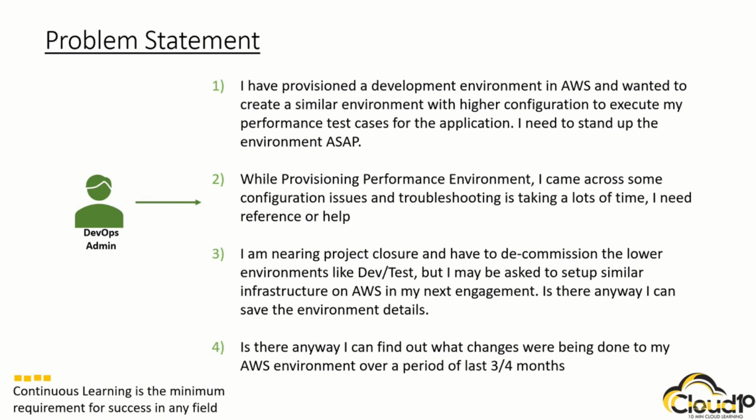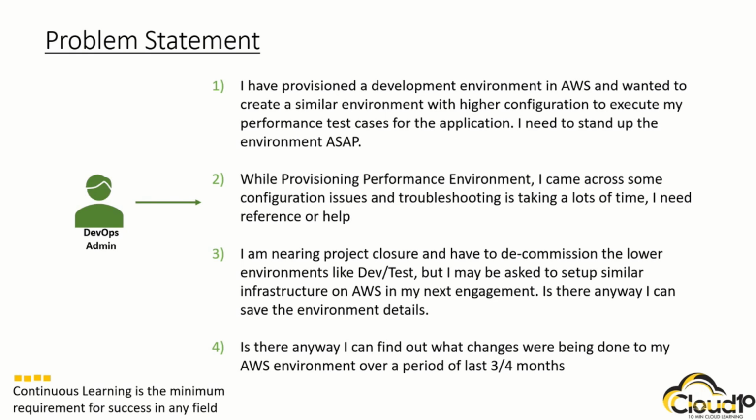The fourth problem could be, is there any way I can find out what changes I have made to my AWS environment over the last 3-4 months? In the sense, is there any way I can get an audit trail of my AWS environment details? These are the typical problems that a DevOps person faces in day-to-day activities.